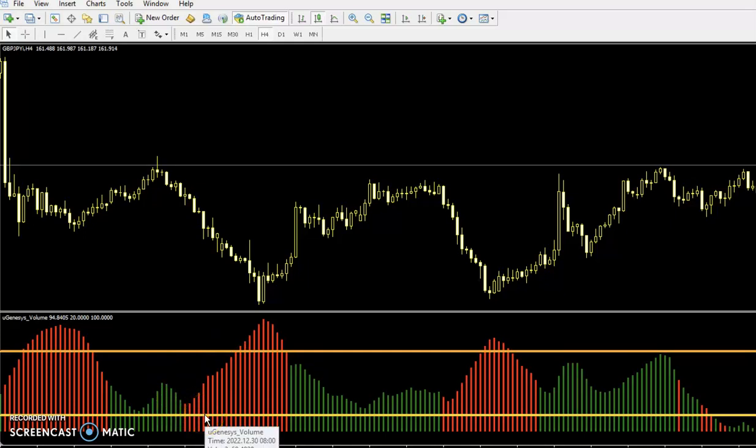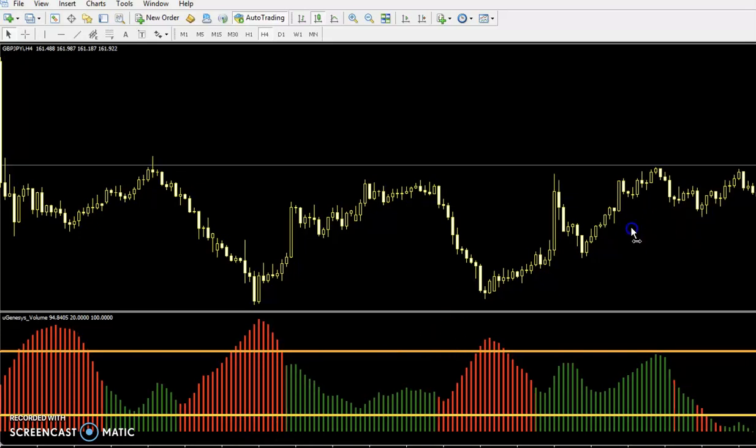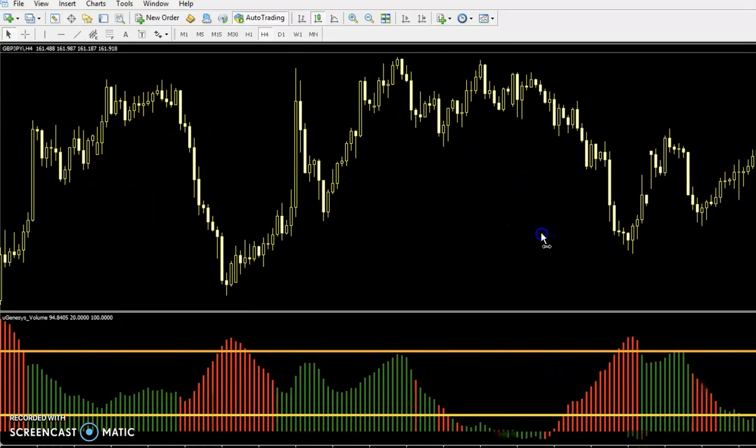Now here's the secret strategy. If these bars are above this golden line, then you have sufficient volume in the market and it's okay to trade. But if the histogram is below our golden line, then the market is basically consolidating and you do not want to be trading during this time. So let me show you a perfect example of the consolidation in the market.